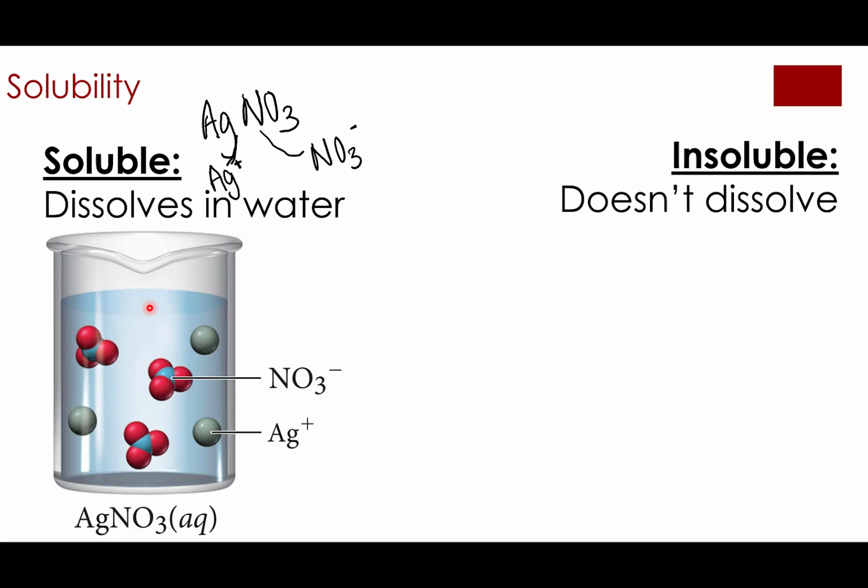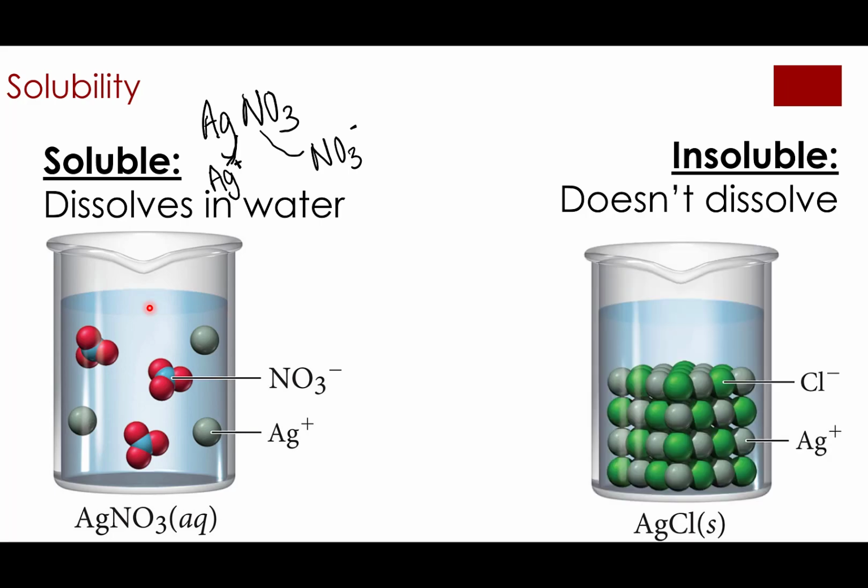Something that is insoluble does not dissolve. Again, these are going to be ionic compounds, but when we put them into water, for whatever reason, they will not break apart into their ions. They'll stay together as that solid, where positive is attracted to negative, attracted to positive, attracted to negative, and so on and so forth. So they stay in that crystal structure, and they will not dissolve, they will not break apart. We would call that insoluble.